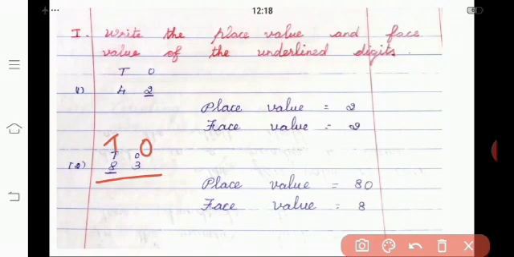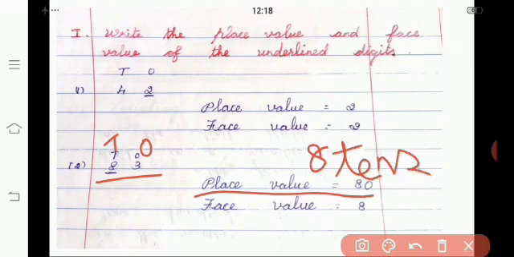Okay children, place value of 8 tens we can write 8 tens or 80, both are the same only. So place value of 8 is 8 tens or 80. Then face value of 8, already we learned, is the same as the digit itself. So the face value of 8 is 8. Good children, do you understand? Shall we move on to the next one? Good.